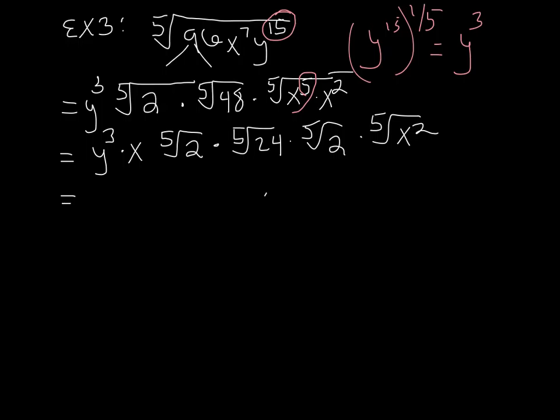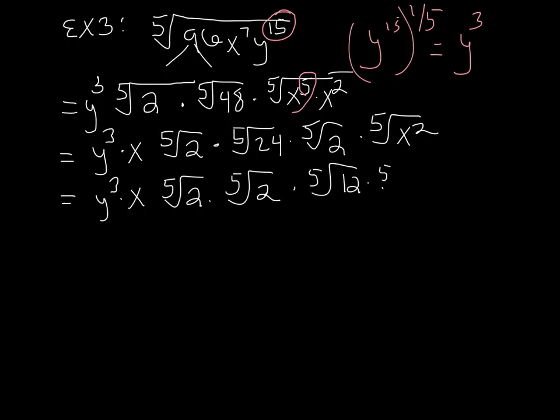So now it's just breaking down that number as much as you can. Okay, so you can choose how you want to do this, but I just am going to keep using 2. So I'm going to say y cubed times x, and now I have the 5th root of 2. I'm going to put all my 2's out front. 5th root of 2. Okay, now I'm going to break down that 24. So I'm going to say the 5th root of 12 times the 5th root of 2 times the 5th root of x squared. Okay, and you just keep working through that process.